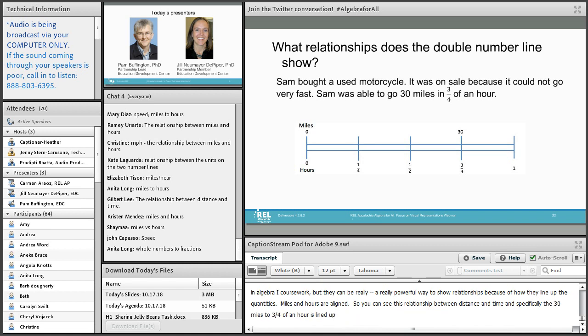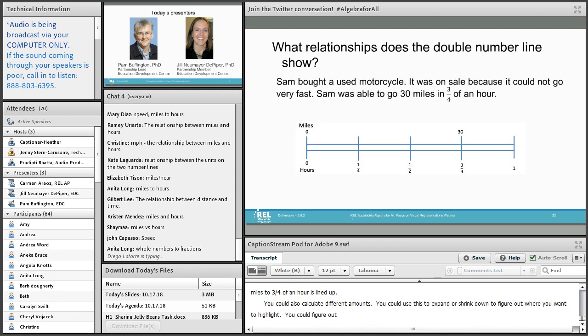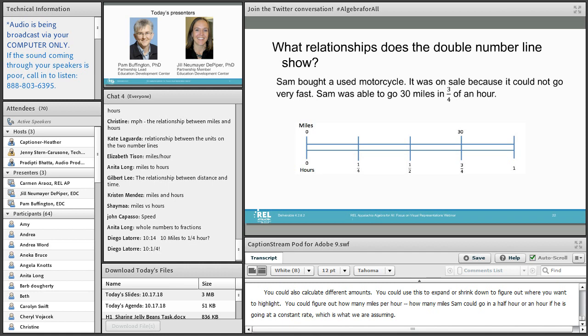You could also calculate different amounts. You could use this to expand or shrink down to figure out where you want to highlight. You could figure out how many miles Sam could go in a half hour or an hour if he's driving at a constant rate, which is what we're assuming. And I think these are also really important because it's also showing 3/4 as related to miles in this case, because students in upper elementary and middle grades sometimes don't always think of fractions as having relationships to another whole number. So something like this can be very helpful.